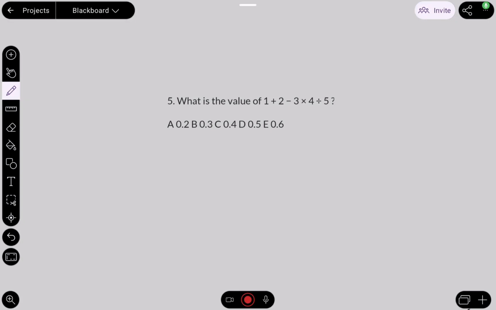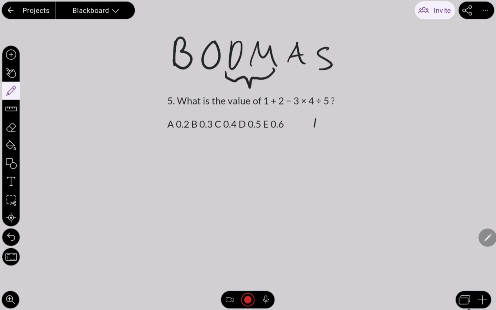What is the value of 1 plus 2 minus 3 times 4 divided by 5? Now, you have your 3 seconds starting right now. Okay. Remember, BODMAS or BIDMAS. Well, in advanced BODMAS, we're going to have to group multiplication and division, and addition and subtraction.